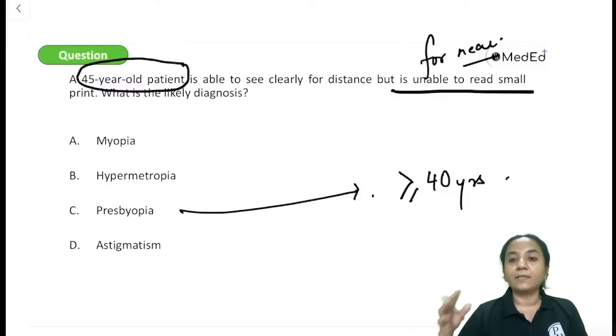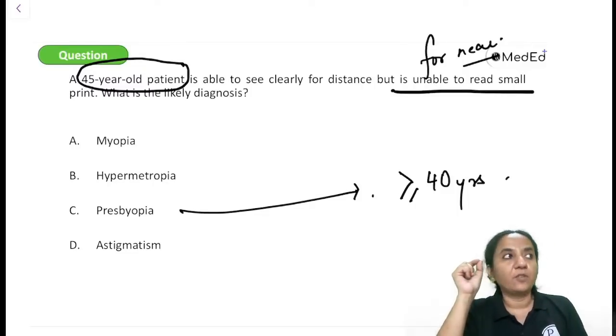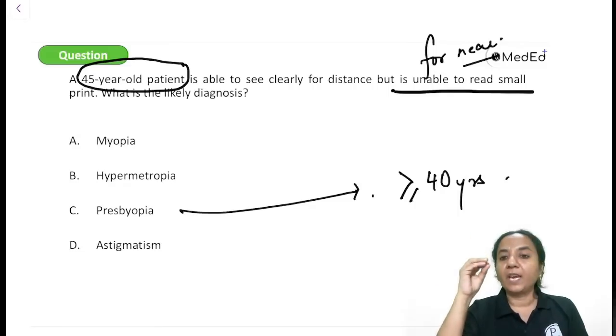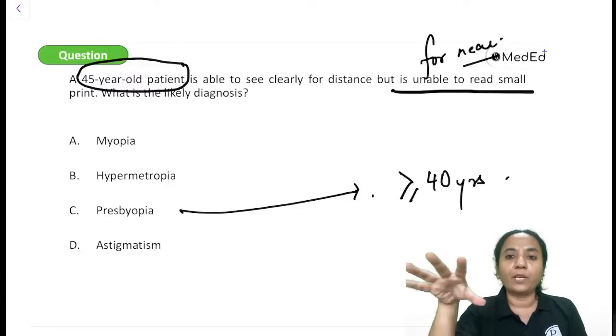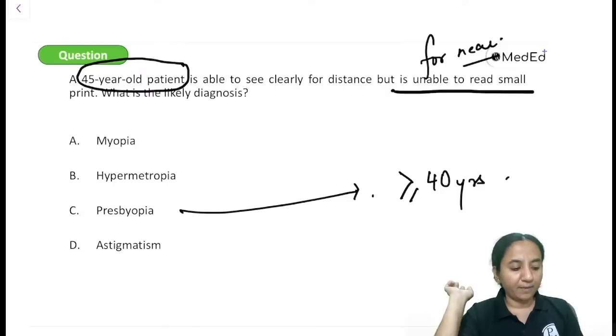Whenever you get a question which says that there is a problem or there is a difficulty in near vision, always look at what is the age of the patient mentioned in the question. If the age of the patient mentioned is greater than or equal to 40 years, then our answer is presbyopia. And if it is less than 40 years, we have to mark hypermetropia as our answer.